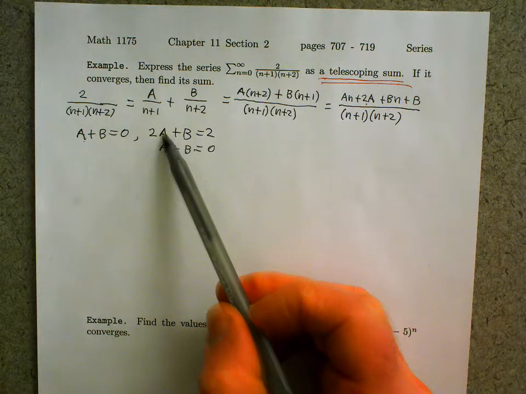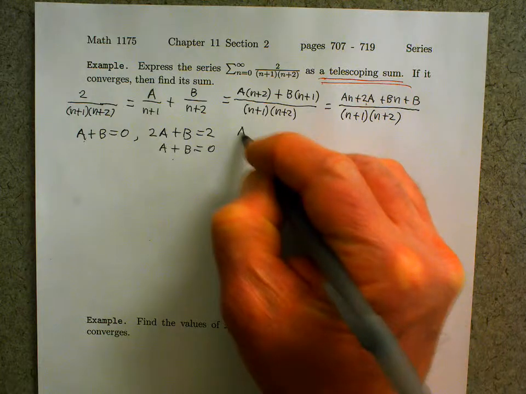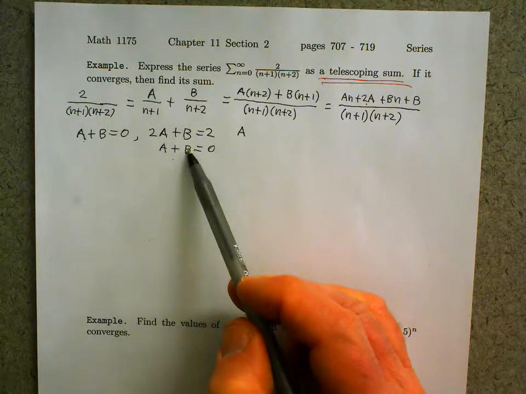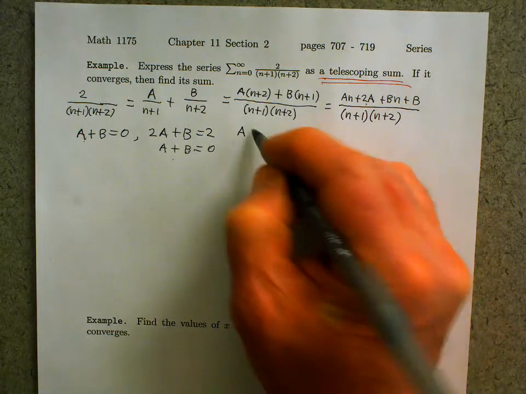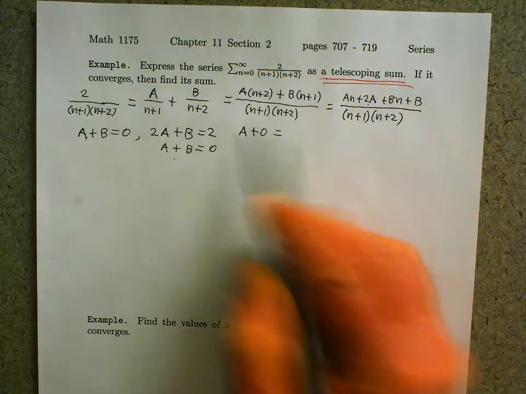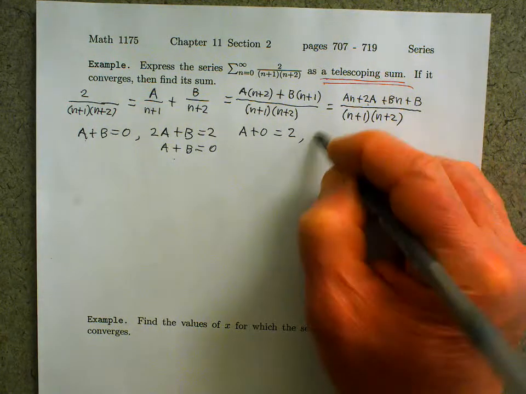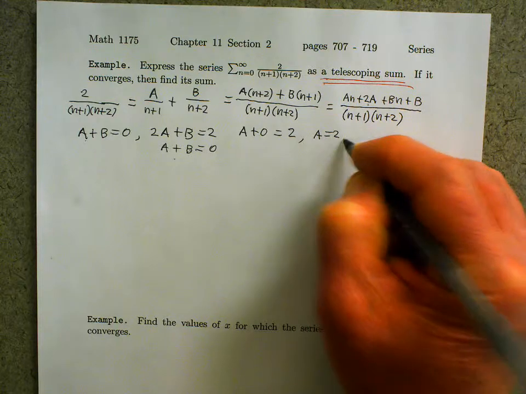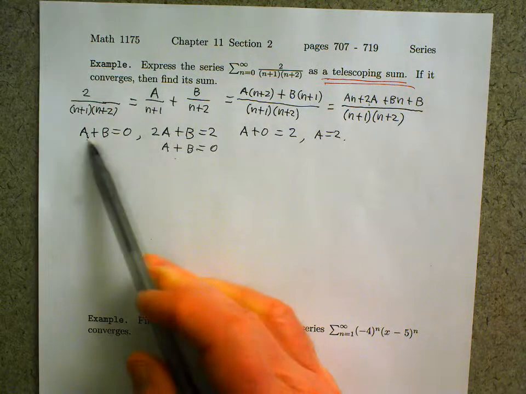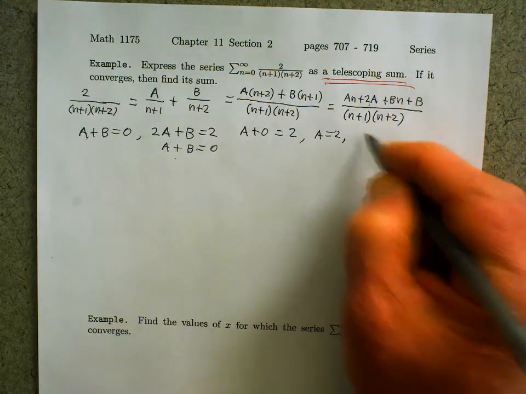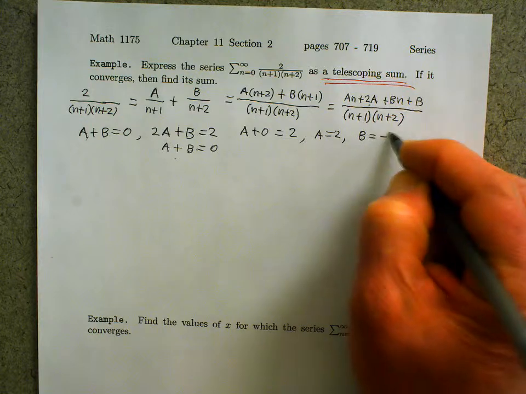So 2a minus a is a, b minus b is 0, a plus 0, and then 2 minus 0 is 2. So a is 2, and since a plus b is 0, that means that b is negative 2.